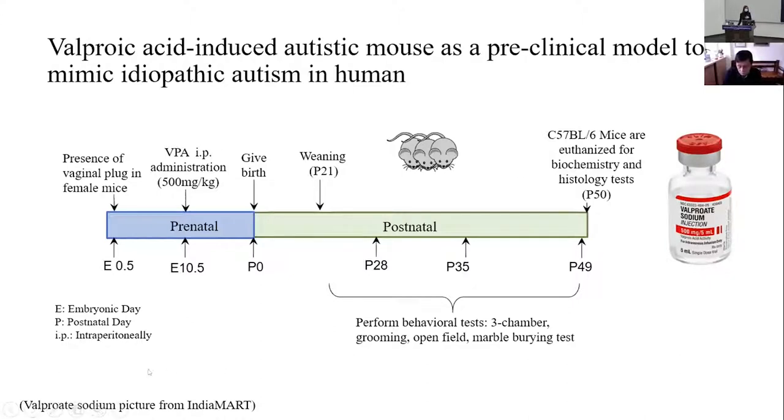And here is a timeline showing my research. For the pregnant dams, I inject PPA through IP using a 500 microgram per kg concentration. And after the mother has given birth to the babies, the PPA pups were subjected to behavioral tests, including the Fischinger grooming tests, etc. And then at postnatal day 50, which is the adolescent age, the mice were utilized for biochemical and histological tests.